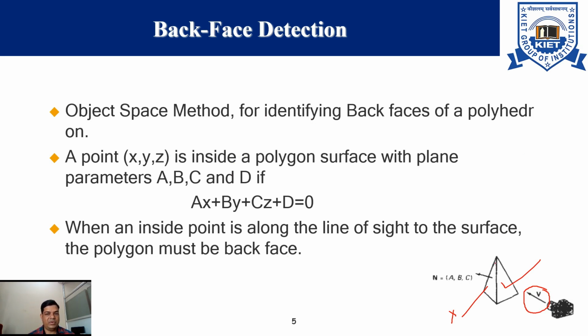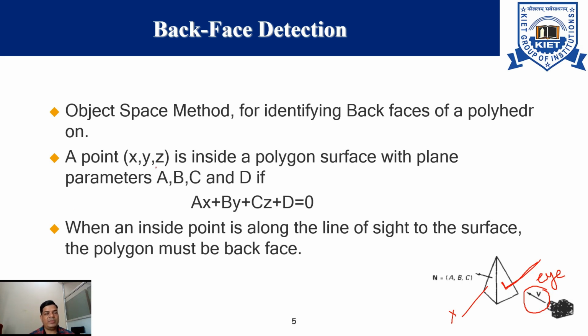So here in the figure you can see that this is the polyhedron, and it has various faces, and this is my viewing position, or the position of my eye. Here you can see that this is the front face, so I have to keep this face visible, while this face is a back face. So I have to hide this back face.